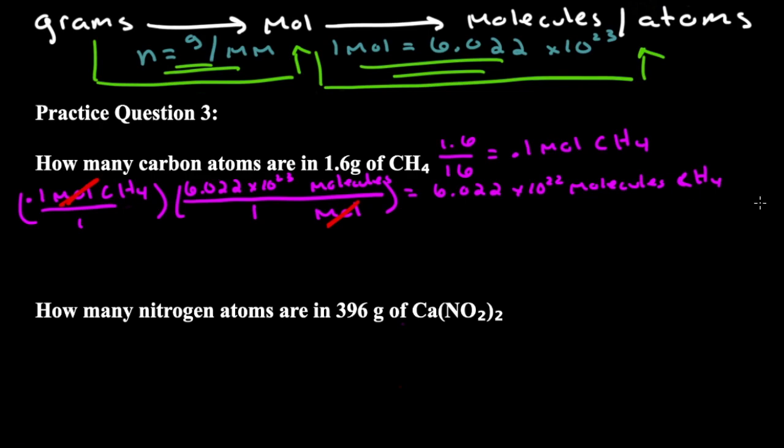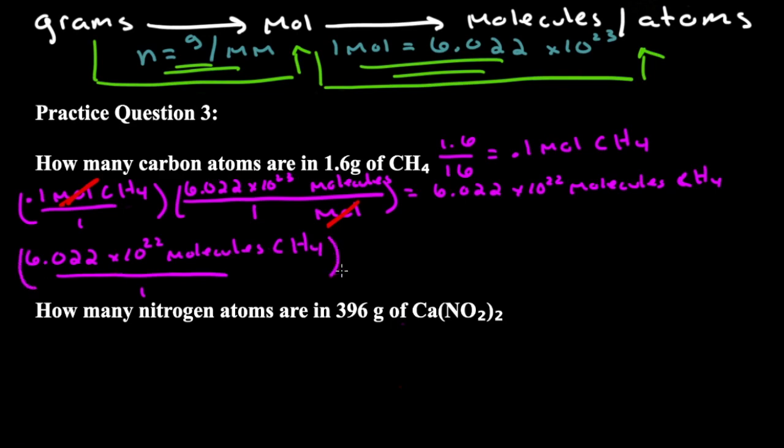And so what I'll do is I'll set up another dimensional analysis, where I'm going to say that I have 6.022 times 10 to the 22nd power, and that's going to be of molecules of CH4, and I'll put that over 1. And what I'll do is I'm going to say that I have, for every 1 molecule of CH4, that's going to be 1 carbon atom.